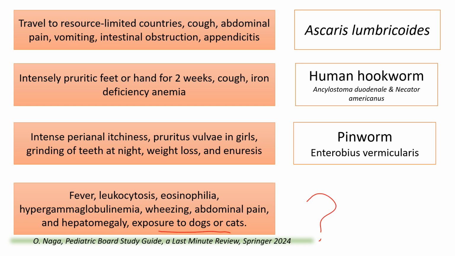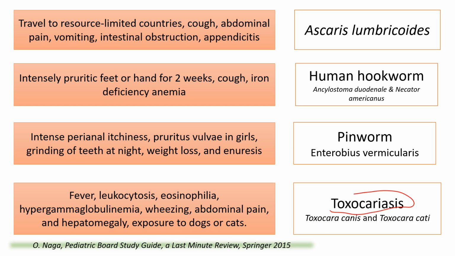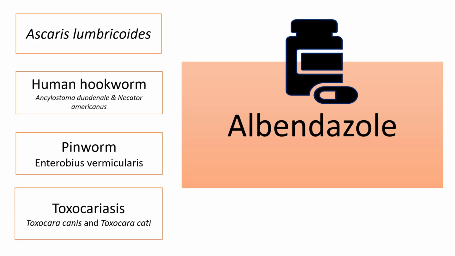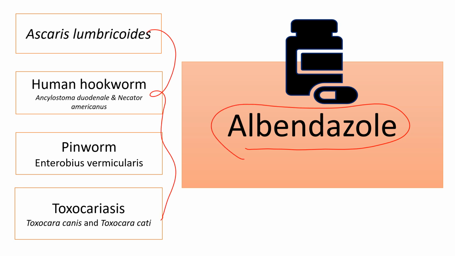What is the most likely cause? Toxocariasis, caused by Toxocara canis or Toxocara cati. Exposure to dogs and cats, this is the key. Look for eosinophilia, look for wheezing, abdominal pain, and hepatomegaly. These are the key points for toxocariasis. What is the treatment for all these types of worms? Albendazole can be used for the treatment of all these types of worms.